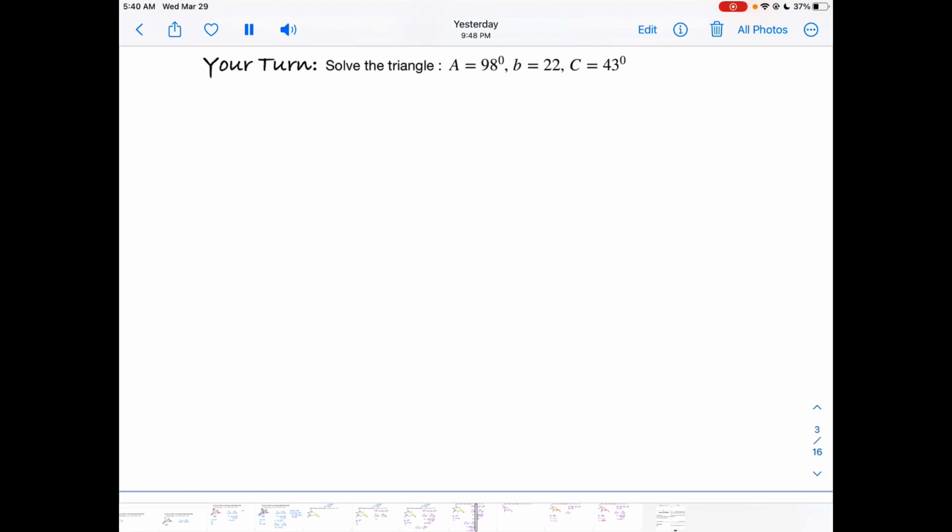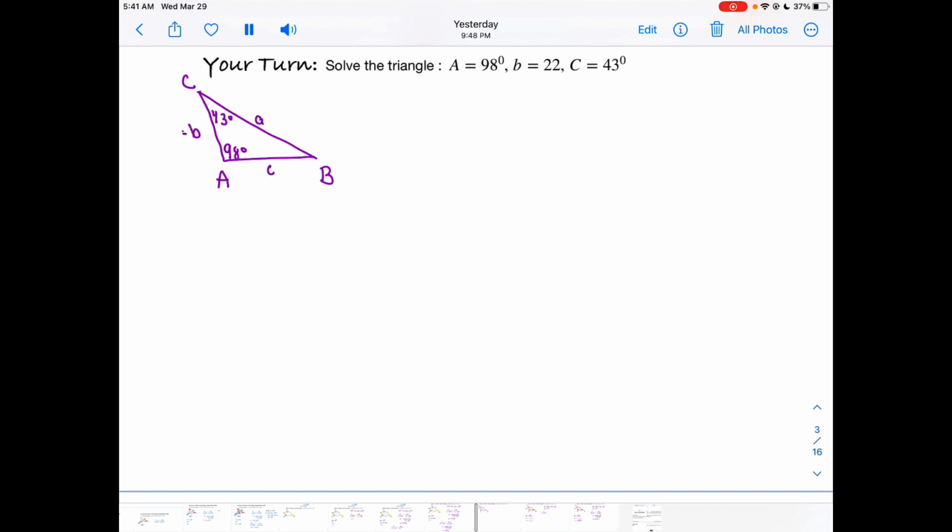Okay, so the first thing you want to do is start by drawing your oblique triangle and label your given information. So I'm going to label this angle A, B, and C. Angle A we know to be 98 degrees. Angle C is 43 degrees. And side B, which is opposite angle B, is 22. So my three bits of missing information are angle B, side A, and side C. So this is going to be my little answer box.